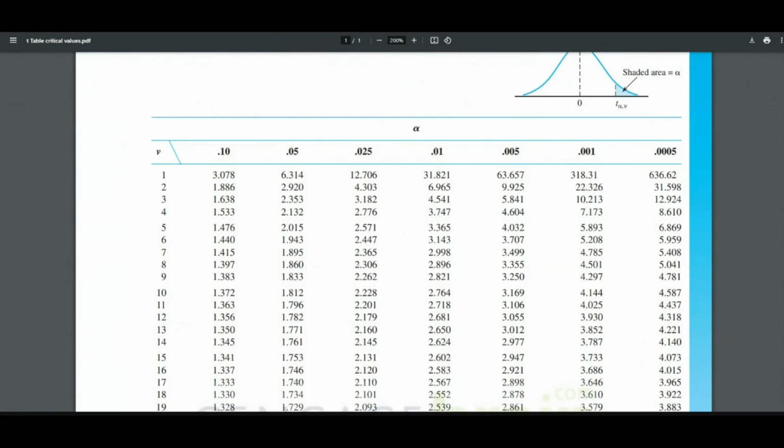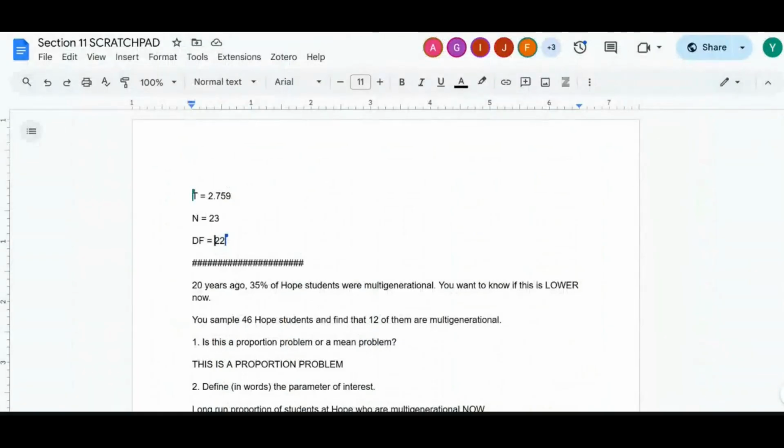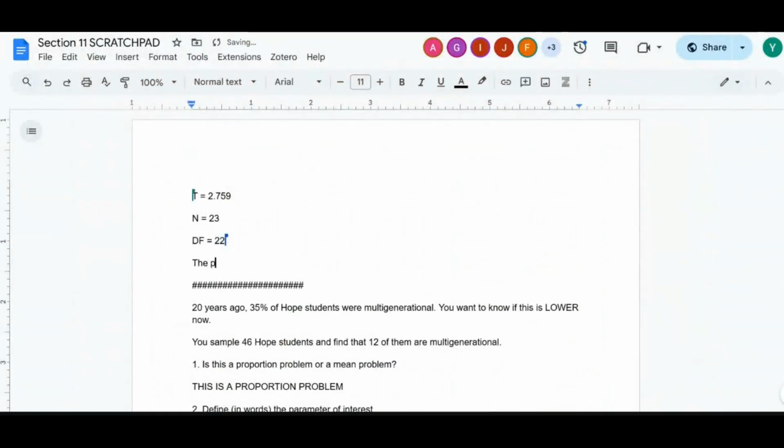So the area is between, and I'm going to copy this. The area, therefore, the p-value here is between this and this. Did you get that? I'll be doing a few more examples, don't worry. We'll do one more. Okay.